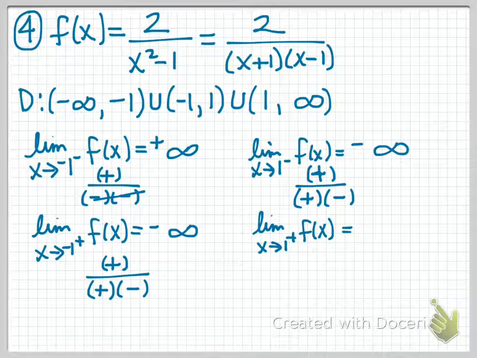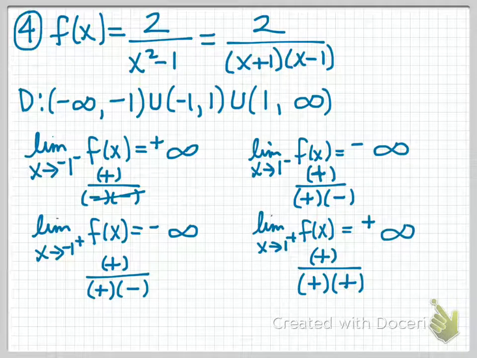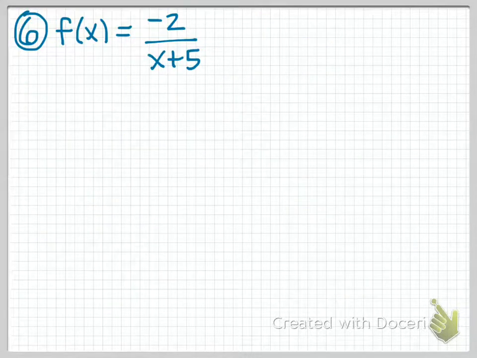And then the limit approaching from the right of 1, we could use 1.1. Again, the top stays positive because it's unaffected by x. And then in the bottom, positive 1.1 plus 1 is still positive. Positive 1.1 minus 1 is positive, so this one is positive infinity. And that's all I had to do for number 4.